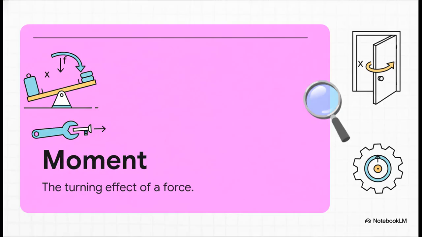And this turning effect has a proper physics name. It's called a moment. Simple as that. This definition is your foundation for everything else, so pop it on a flashcard. A moment is just the turning effect of a force. It's how we measure the oomph of a force's ability to cause a spin.